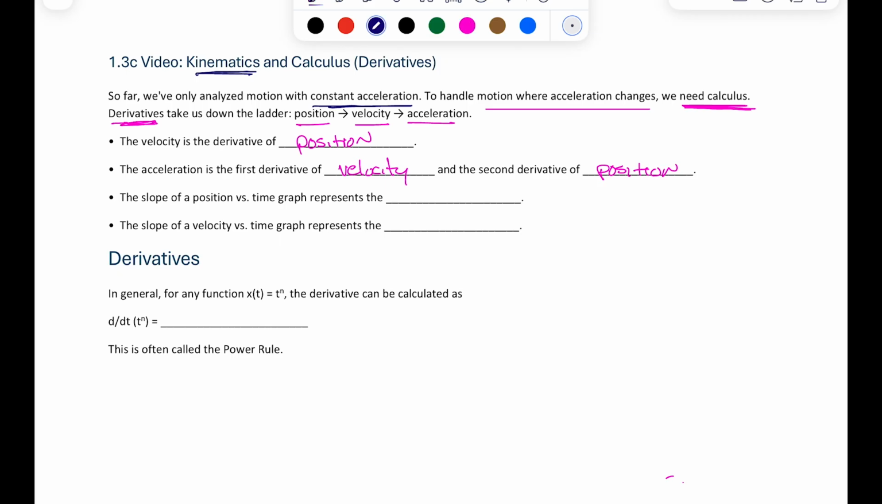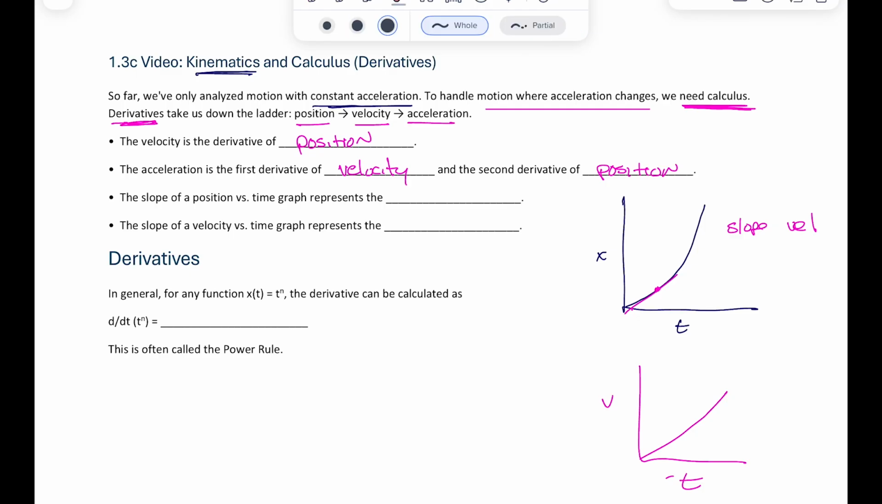It's the slope. Let's talk about the slopes. This really matters here. So if I have a graph of position, let's say x versus time, and I have a curve, then the instantaneous slope at any given moment is the velocity, because the slope of a position-time graph is velocity. Got it? And then if I were to draw the velocity versus time graph, we've always had it be a straight line.